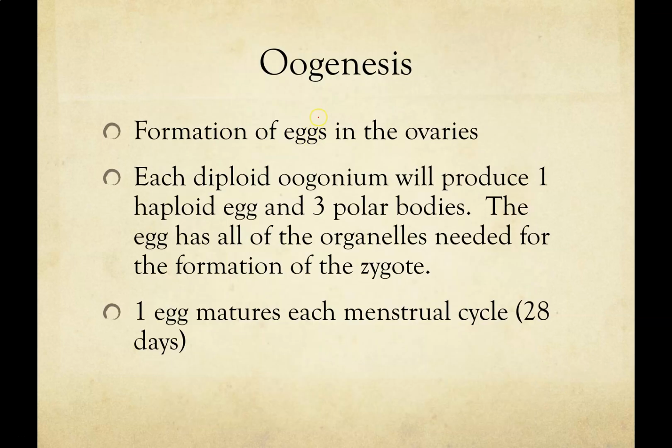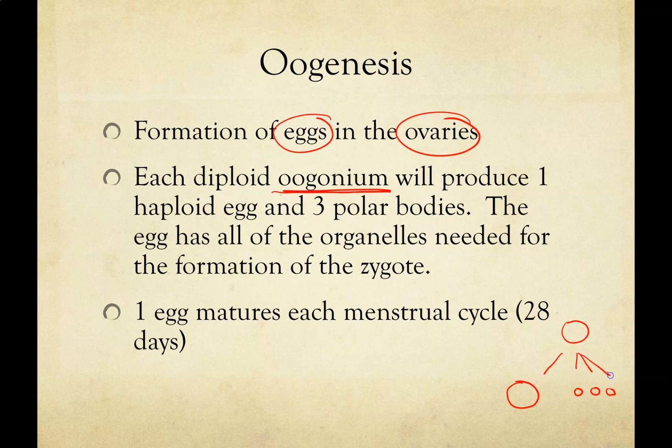Oogenesis is the formation of the eggs, which happens in the ovaries. Females, instead of starting with a spermatogonium, are going to start with an oogonium. Now here's what happens. Same deal. By the time you're done, you're going to end up with 4 cells. But here you're going to end up with 1 egg and 3 polar bodies. Now keep in mind that in meiosis, you always have to end up with 4 cells. I'm not saying all 4 cells are going to be viable. In this case, only 1 is. So you produce 1 haploid egg and 3 polar bodies.